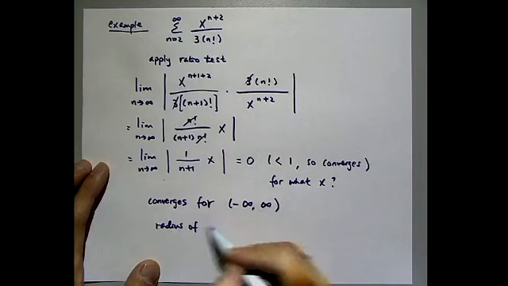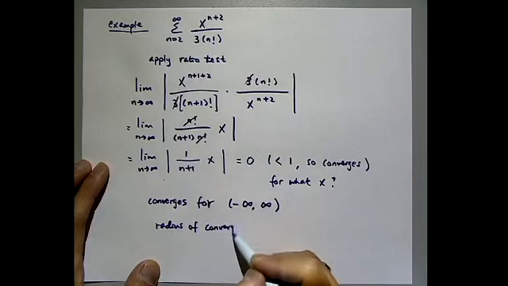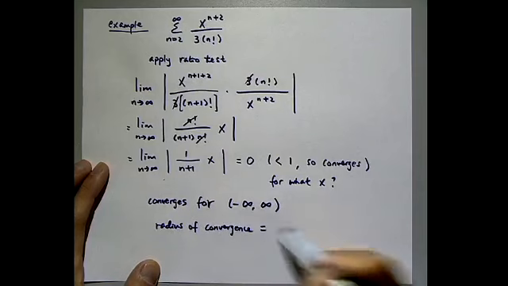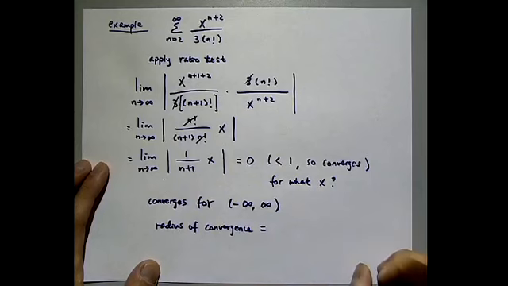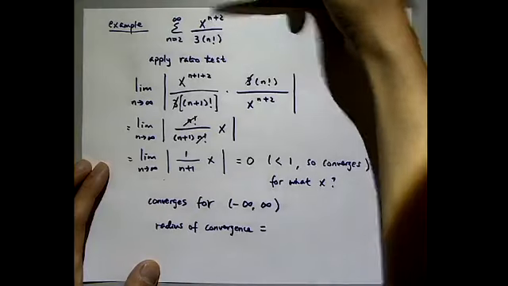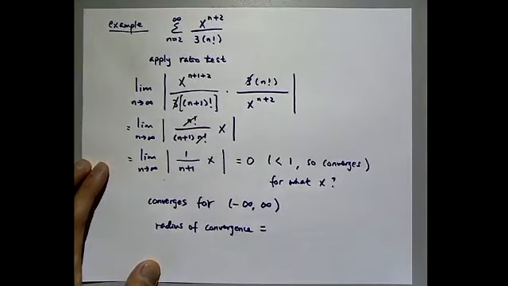What is the radius of convergence then? Yeah, infinity, right? We start at 0. I can go as far right to infinity and as far left to negative infinity. So it's infinity.